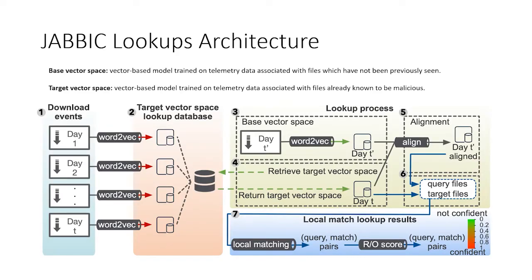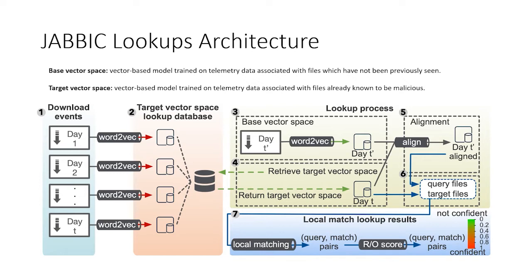On this slide, we present the Jabbic lookups architecture. Before we discuss the details of the architecture, we would like to introduce two main terms. The first one is the base vector space, and the second one is the target vector space. We refer to as the base vector space a vector-based model which was trained on telemetry data associated with files which have not been previously seen. In our case, the query files, for which we are trying to find a match in any of the previous days or any of the previous time slices.